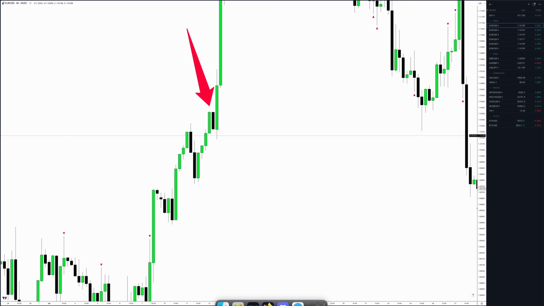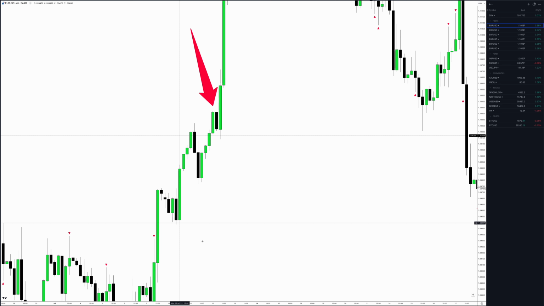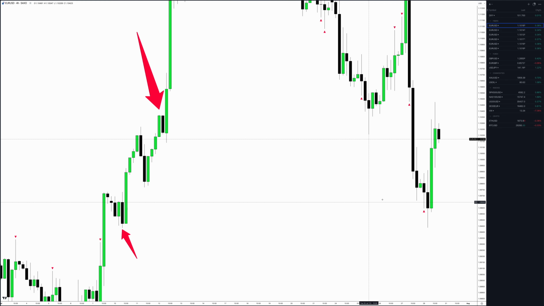Well, because whoever bought here in this little wick, in the next candle gave no time to the sellers to get manipulated, and they pushed the price so much higher. And when price came back, they defended the area. Okay.